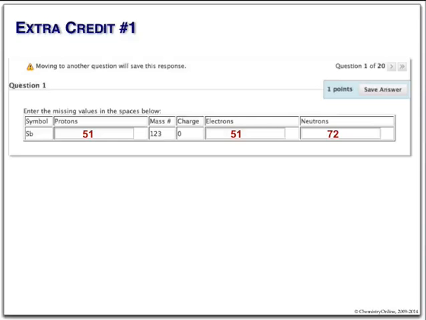Okay? Yeah? Why is the charge 0 again? Because we have the same number of protons and electrons, 51 positives and 51 negatives.